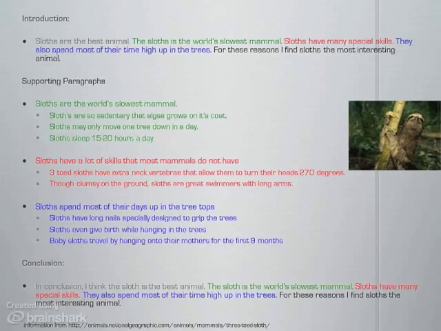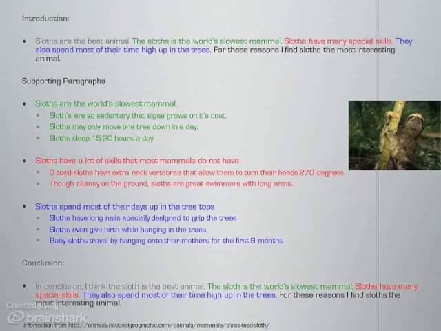So here you can see in my first supporting paragraph in green that I have sloths are the world's slowest mammal. And then I have supporting facts that sloths are so sedentary that algae grows on their coat, that sloths may only move 1 tree down in a day on average, and sloths sleep 15 to 20 hours a day.